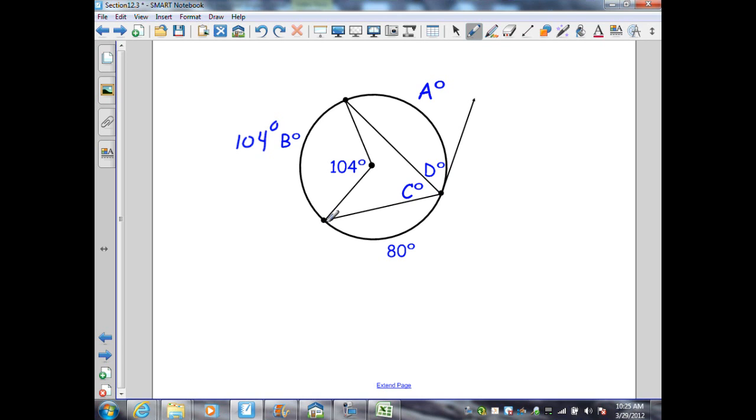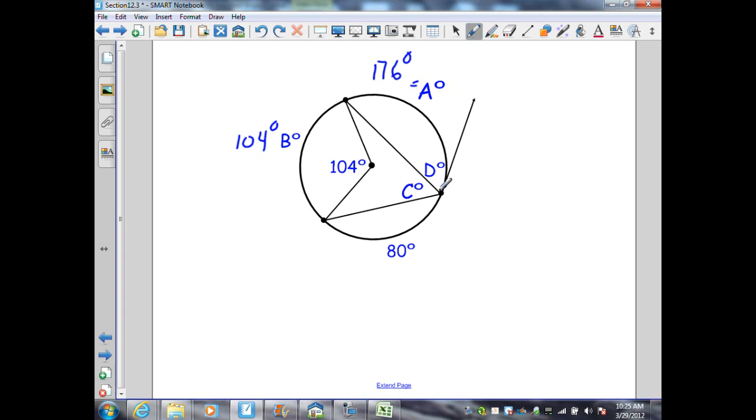I have three arcs that make up this circle. I know the value of two of them. I know the sum of those arcs must be 360. 104 plus 80 is 184, and 360 minus 184 leaves me the value of this arc, which equals 176 degrees.